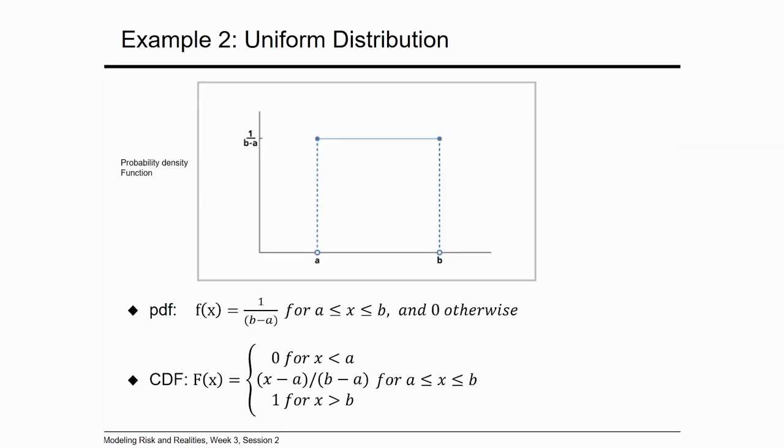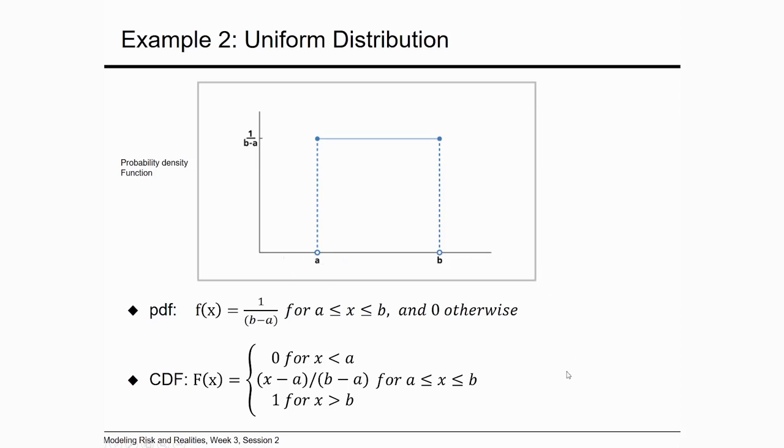Just as in the case of the normal distribution, we can also draw the probability density function for the uniform distribution. As the name suggests, the probability is equal and uniform between the minimum value A and the maximum value B. Hence, the PDF small f of x is given as 1 over b minus a for any value from A to B. It is 0 otherwise.